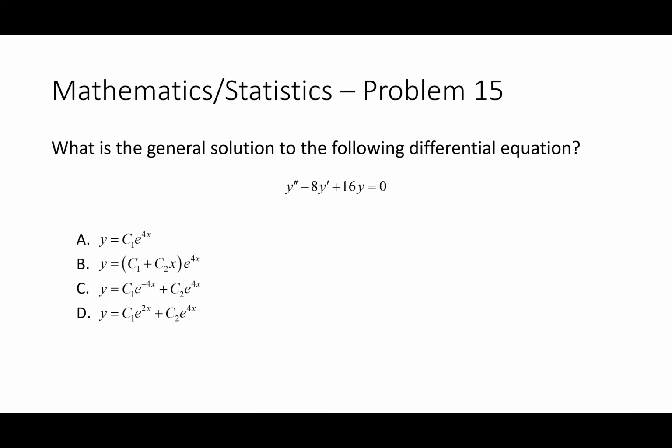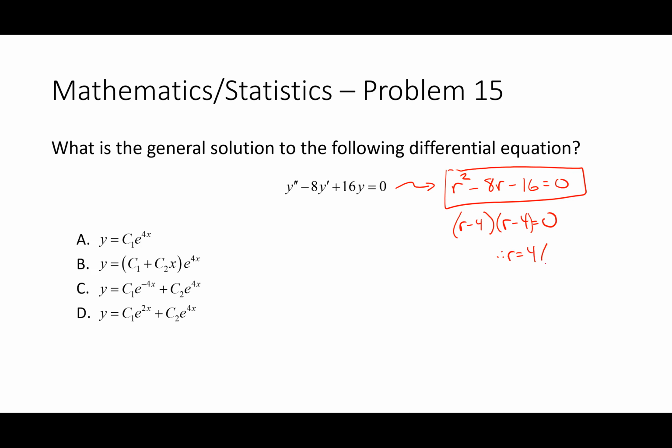What is the general solution to this differential equation? First thing I'm going to do is rewrite this in its characteristic equation. So we take a second derivative, call it r squared. The first derivative, call it an r. The function, leave that as a constant. There's my characteristic equation. And what are the solutions to that characteristic equation? Well, if I factor that, I get (r minus 4)(r minus 4) equals 0. So I get r is 4, but that's a double root.